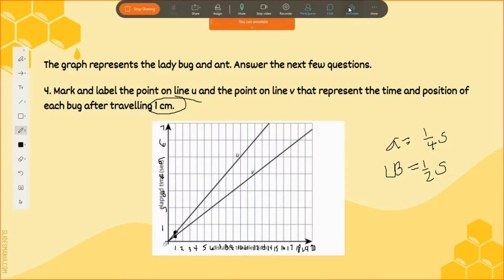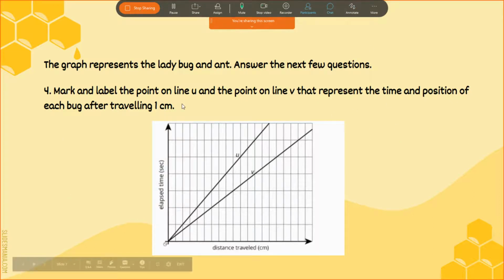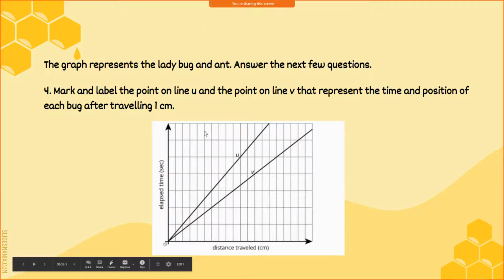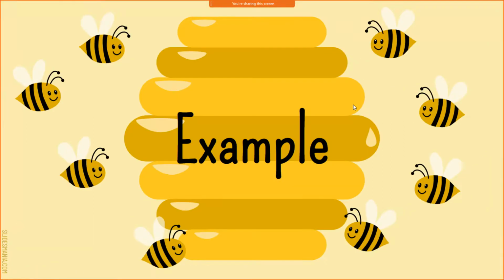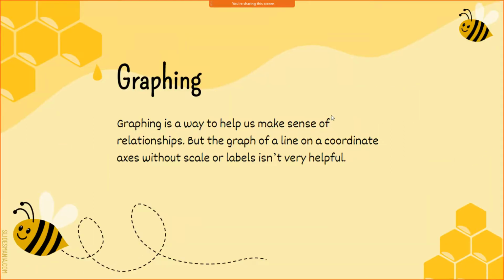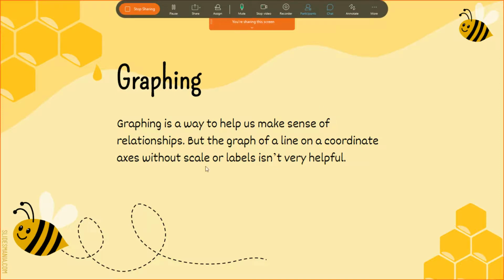All right, so then let's move on to a practice problem. Now that we've seen how graphs can help us analyze different parts of a proportional relationship, let's talk a little bit more about it. Graphing is a way to help make sense of relationships, but a graph of a line on a coordinate axis without a scale or without labels is not very helpful. Make sure you're filling this out in your note page. I'm going to give you a few more moments to do so.